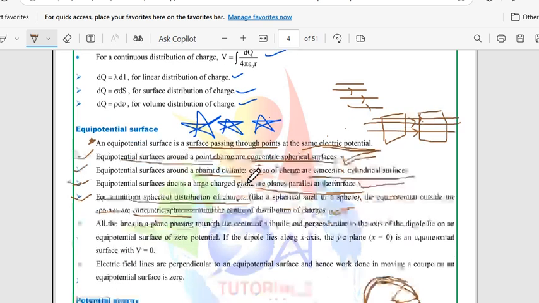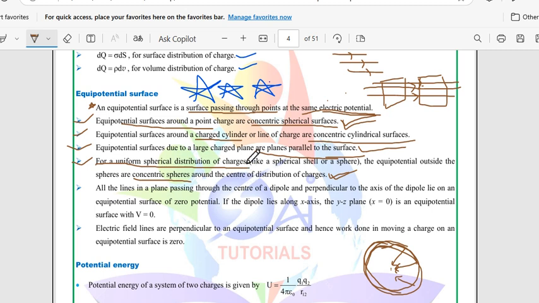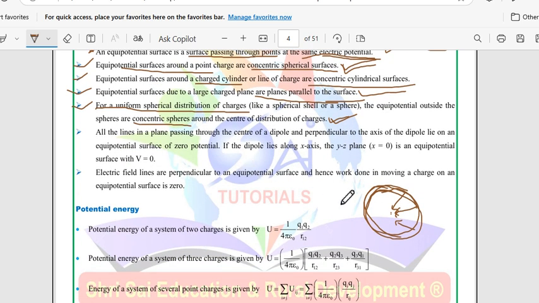So if you consider a spherical shell or a sphere, a spherical distribution of charges, the equipotential surfaces outside the spheres are concentric spheres around the center of distribution of charges. See how charges are distributed around the center, concentric, whatever the surface is. In that condition only are the charges distributed, so the equipotential surfaces outside are concentric spheres, and in that condition only the equipotential also applies.